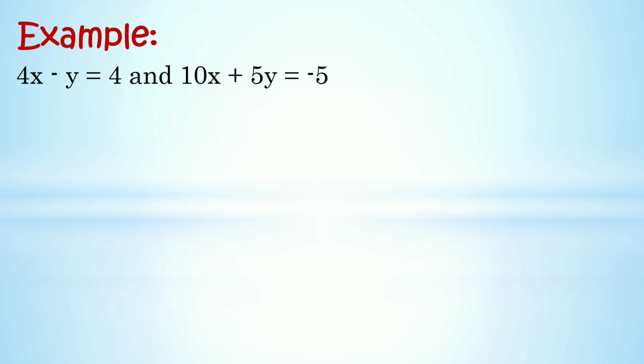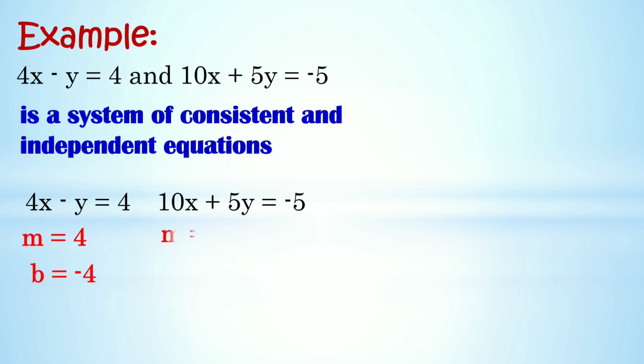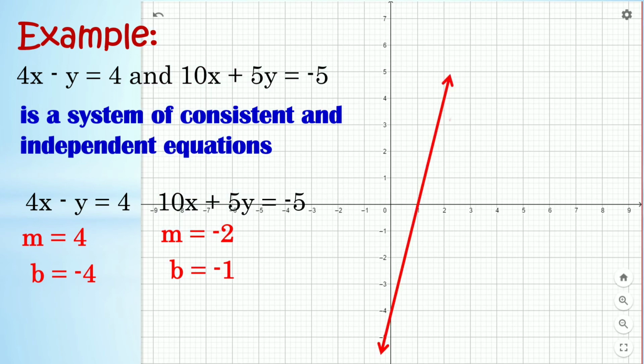So, balikan natin yung ating unang previous examples. So, ito, 4x minus y equals 4 and 10x plus 5y equals negative 5. So, siya po ay system of consistent and independent equations. Bakit kaya? Sa ating first equation, ang slope niya ay 4 at ang y-intercept niya ay negative 4. Sa second equation, ang slope niya ay negative 2 at ang kanyang y-intercept ay negative 1. Ang graph po nila, ito yung itsura.